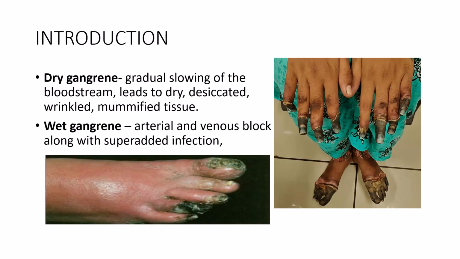So, dry and wet gangrene. When we see dry gangrene, it shows a very gradual slowing of the bloodstream, and it leads to a very dry, desiccated, wrinkled, mummified look. It basically occurs by aseptic ulceration with minimum infection. If you can see over the pictures over here, this is a classical example of dry gangrene.